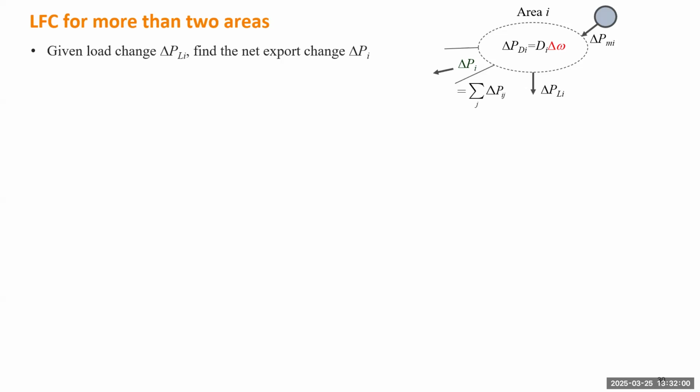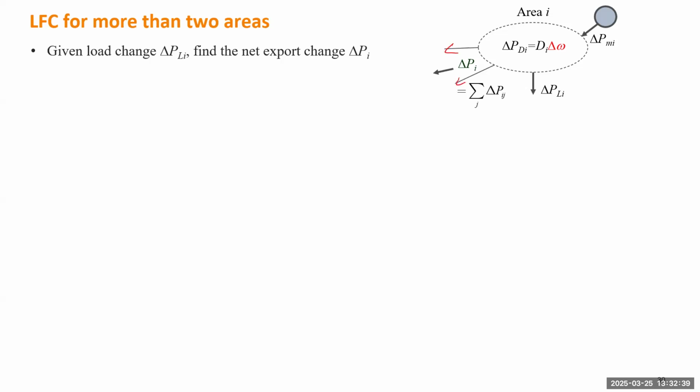So if you pick any area, that area has some total generation, which is PMi. If we call this area number i, so PMi will be total generation. So delta PMi will be the change on the generation. Load will be the PLi, and delta PLi will be the change on the load. And also we assume this area has some frequency sensitive load with factor Di. So Di multiplied by the final frequency deviation will tell you the change on the load due to the frequency change.